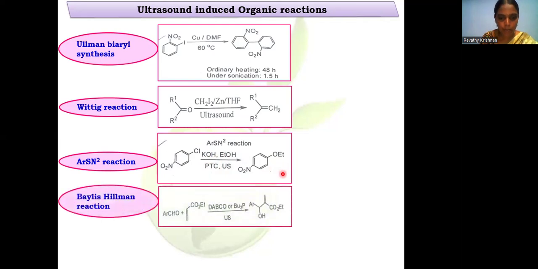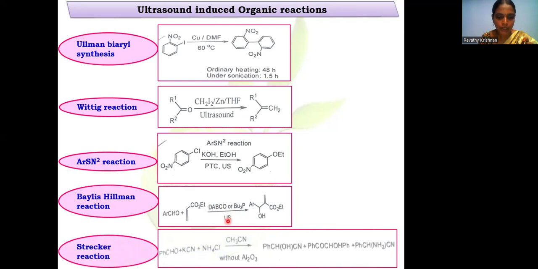And the next example is the Baylis-Hillman reaction. It is an adduct forming reaction. That is a reaction between an aldehyde and an alpha beta unsaturated compound. It gives just an addition product in presence of a base by using DABCO, diazabicyclooctane. In presence of ultrasound mediation, it gives a more efficient reaction product. And then finally, the Strecker reaction, the reaction of an aldehyde with potassium cyanide and ammonium chloride in presence of acetonitrile, gives the corresponding aminonitriles.